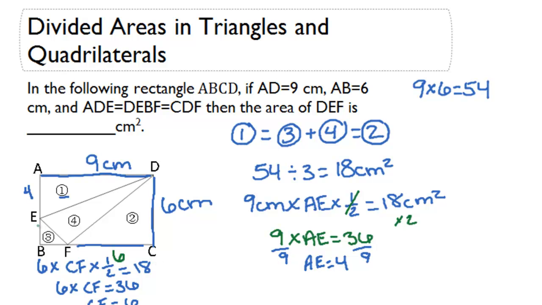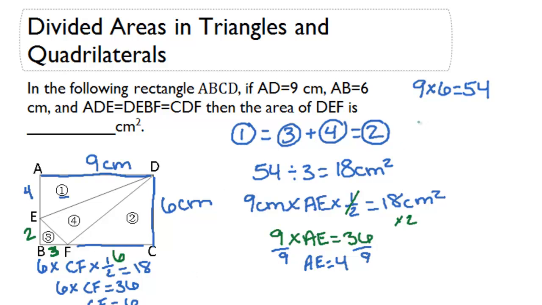Now let's find our missing dimensions here. We know that BE plus EA is going to equal 6 since AB is 6. We already have 4 accounted for, so we're still missing 2. So BE is going to have a length of 2. In a similar way, we know that BC has a length of 9, and we already have 6 of those 9 accounted for, so BF will have a length of 3.